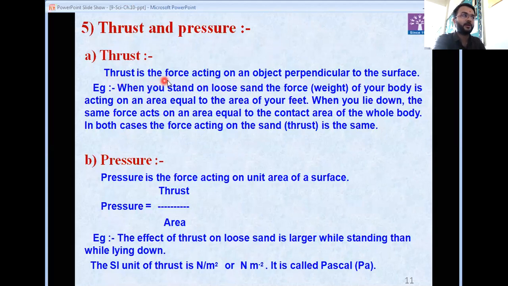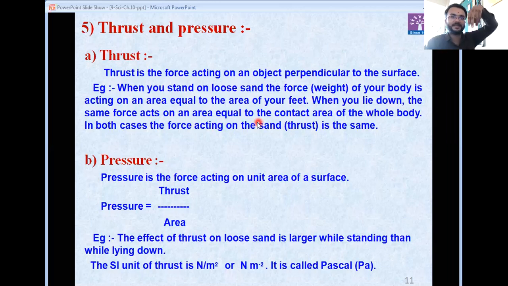First of all, thrust is the force acting on an object perpendicular to the surface. If any force is acting perpendicular to the surface, that is known as thrust. When you stand on loose sand, the force, that is actually the weight of our body, is acting on an area equal to the area of our feet. When we lie down, the same force acts on the overall body surface area, right? So when we lie down, more surface area, so less force.